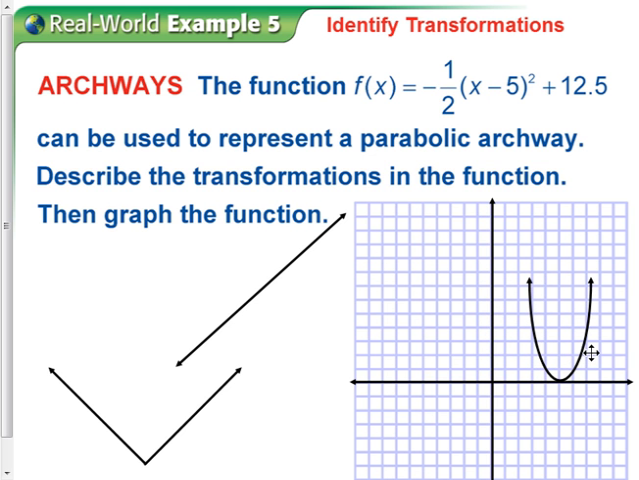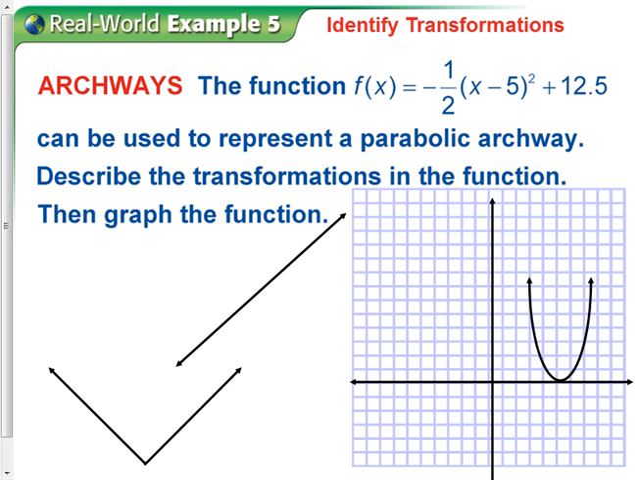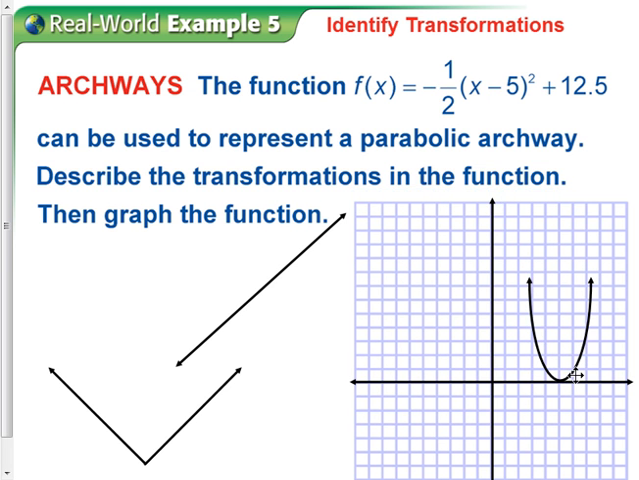So that's our horizontal movement. We've taken care of this 5. Now we need to take care of this 12.5, and that is our vertical movement. So we need to move this up 12.5. Oops, undo that. There's 12.5 approximately. Now we have a -1/2.